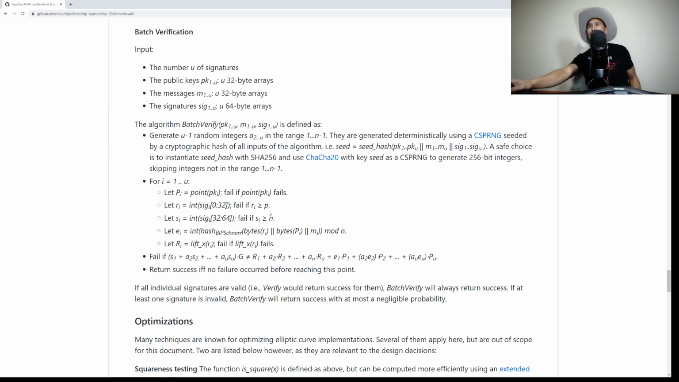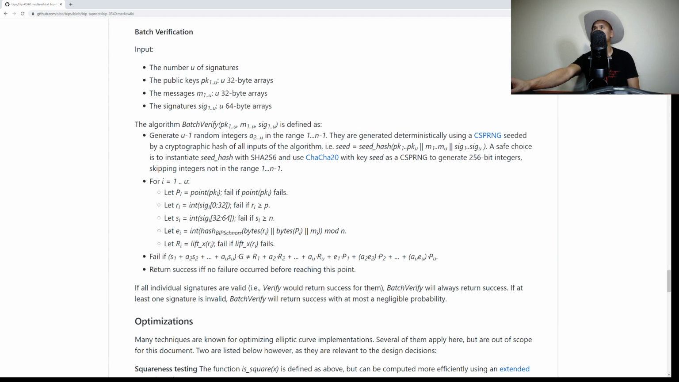The input is the number of signatures U, the public keys 1 through U, which are 32-byte arrays, the messages, U 32-byte arrays, and the signatures, U 64-byte arrays. The algorithm batch verify is defined as: generate U-1 random integers in the range 1 through n-1. They are generated deterministically using a CSPRNG seeded by a cryptographic hash of all inputs of the algorithm.